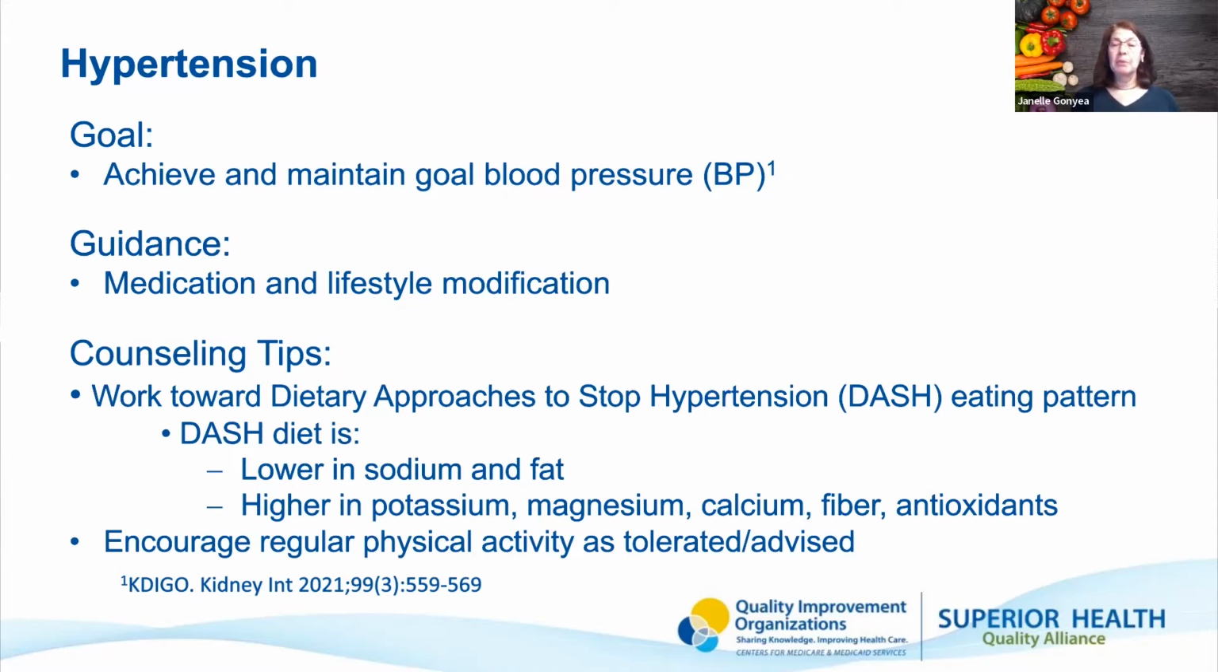And the thing that's been the most successful diet in this regard since the 1990s has been what we call the dietary approaches to stop hypertension, or the DASH diet. And specifically, this is a diet that's lower in sodium and fat, but it's also higher in potassium, magnesium, calcium, fiber, and antioxidants, all things that do help lower blood pressure. And we can't forget about our regular physical activity as tolerated. So we'll work with them on that. And again, you see a reference there for recommendations for management of hypertension in the chronic kidney disease population.